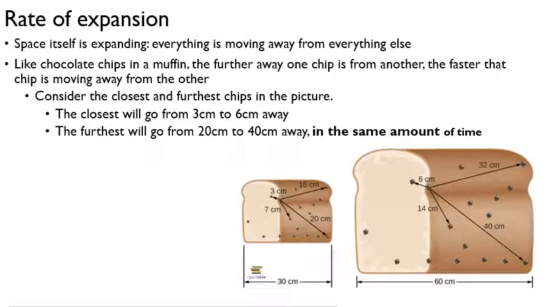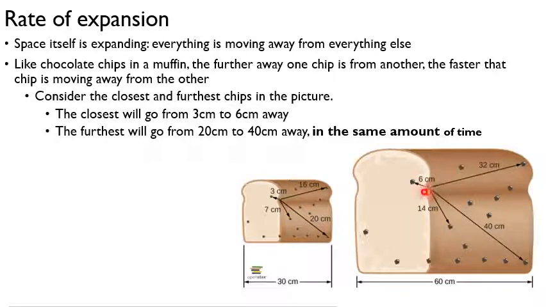So let's just take a concrete example. Let's take this picture here. Suppose you're this central chip here, and you're looking at the one that's 3 centimeters away and the one that's 20 centimeters away, so the closest and the furthest. At time 0, before baking, your distances are 3 centimeters and 20 centimeters. Then your loaf or muffin bakes for some amount of time, and after that time, the closest chip is now 6 centimeters away, and the furthest is now 40 centimeters away. So all the distances here have doubled, right? So this thing has doubled in size.